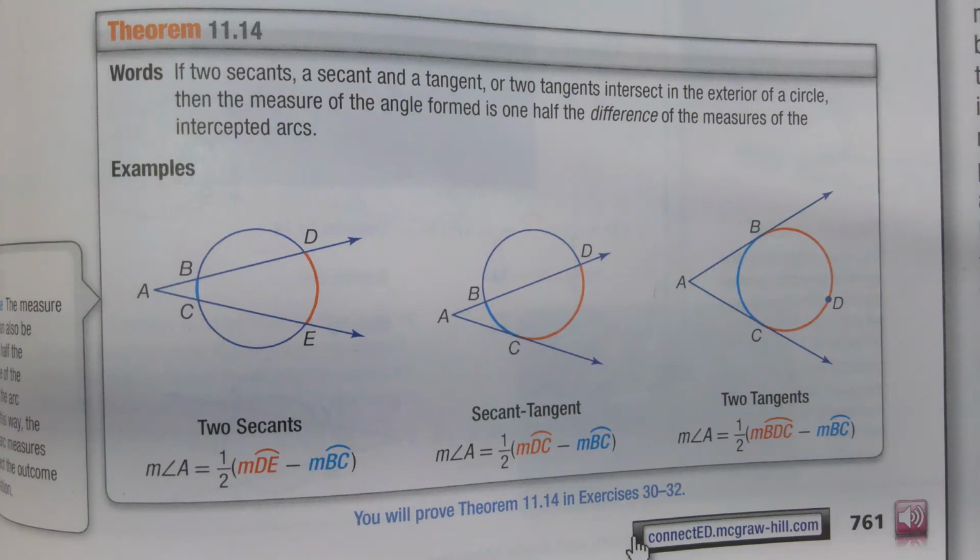So all these three are very similar. Basically, the angle equals 1/2 times the arc that's farthest from it, subtracted by the arc that's closest to it. Any questions on any of those?